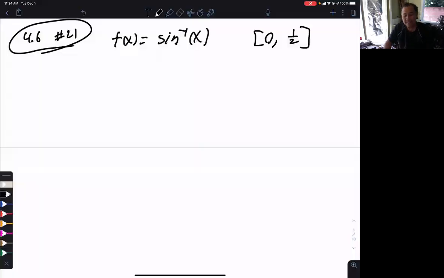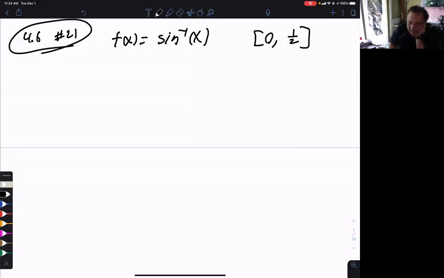So this is 4.6, number 21, and we're doing the inverse sine function. The question is, does the mean value theorem apply to this function? Well, first of all, what does inverse sine look like?